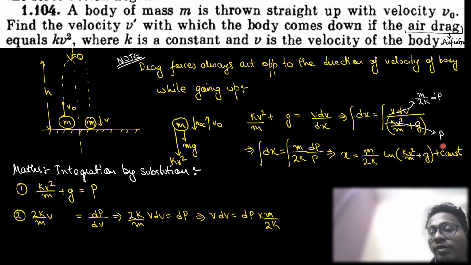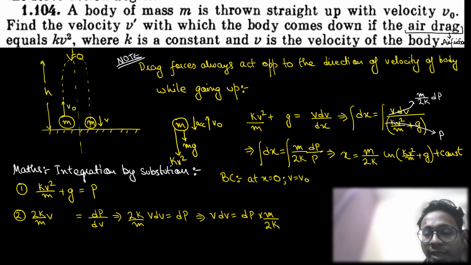To find the value of the constant, you need to put in a boundary condition. So the boundary condition here is at x is equal to 0. That means at this point, when the body has just started moving, at x is equal to 0, velocity is equal to v naught. Why? Because the initial velocity at the start was v naught. So put these two values here. What do we get?